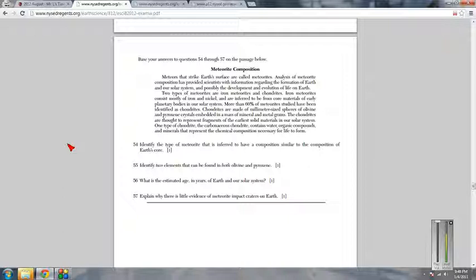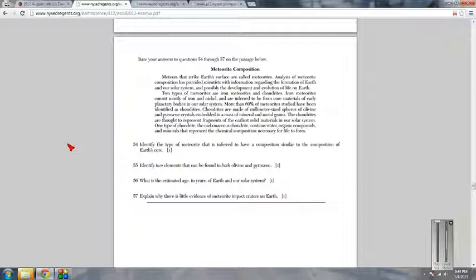Chondrites are made of millimeter-sized spheres of olivine and pyroxene crystals embedded in a mass of mineral and metal grains. The chondrites are thought to represent fragments of the earliest solid materials in our solar system. One type of chondrite, the carbonaceous chondrite, contains water, organic compounds, and minerals that represent the chemical composition necessary for life to form. Question number 54. Identify the meteorite that is inferred to have the composition similar to the composition of Earth's core.